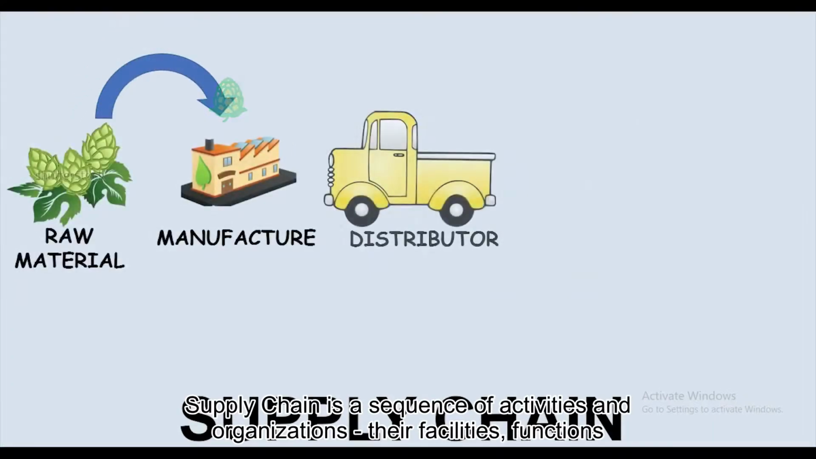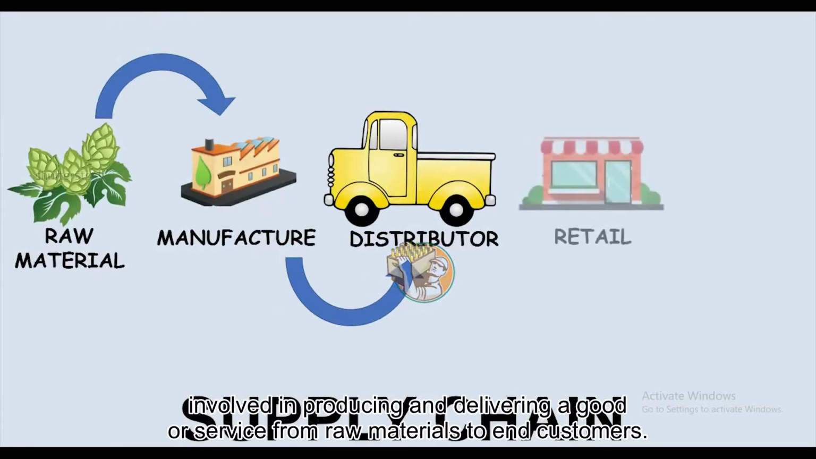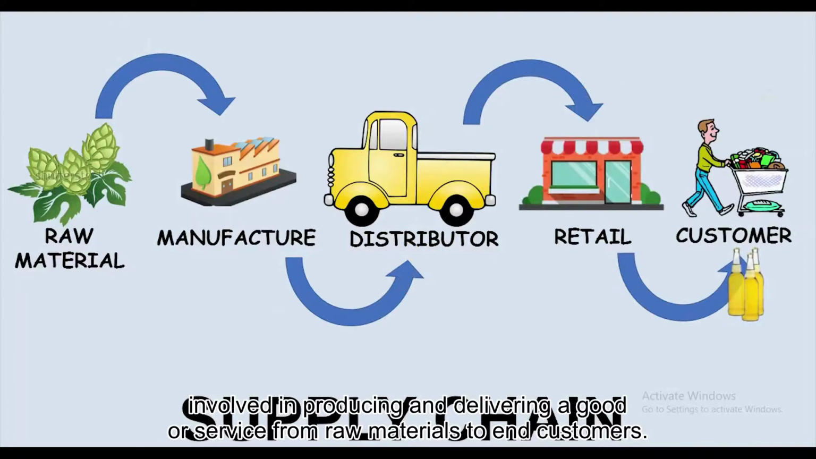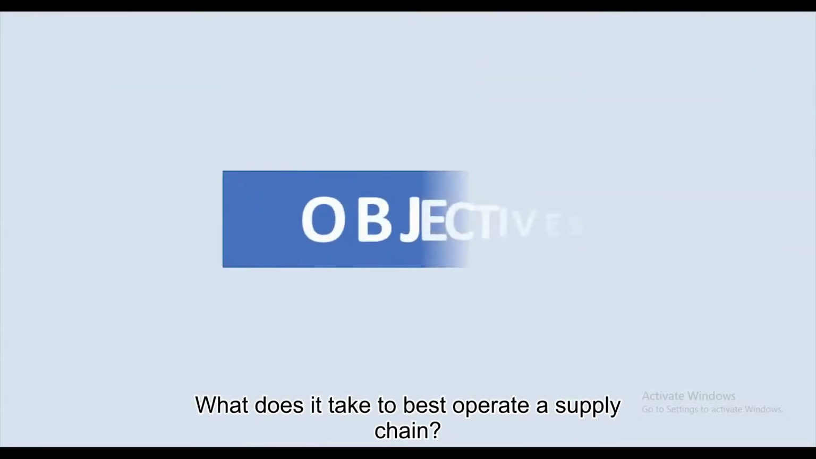Supply chain is a sequence of activities in organizations, their facilities, and functions involved in producing and delivering a good or service from raw materials to end customers. What does it take to best operate a supply chain?